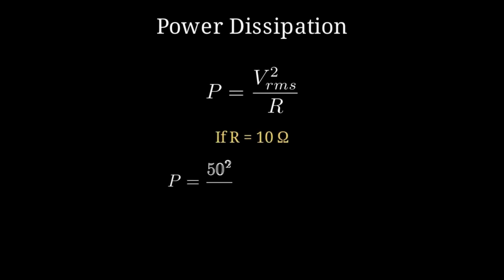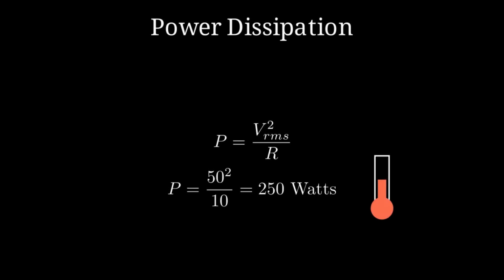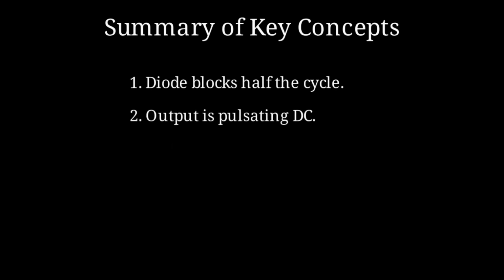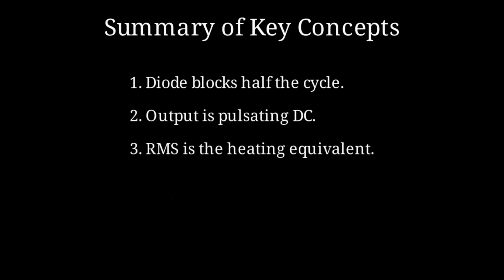Using this RMS value, we can calculate power. With our 50-volt RMS result and a 10-ohm resistor, the circuit dissipates 250 watts of power. This illustrates why the RMS value is so useful for thermal calculations. To summarize, half-wave rectification uses a single diode to block the negative half of an AC cycle. The resulting RMS value, which determines the effective power, is calculated as half of the peak input voltage.